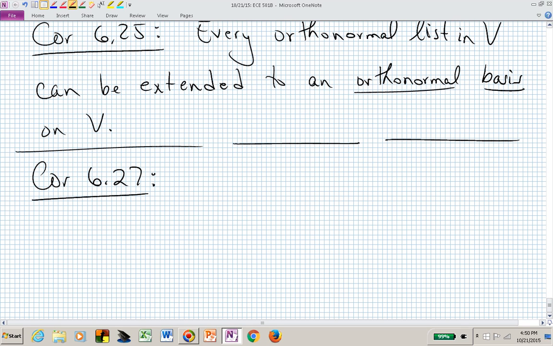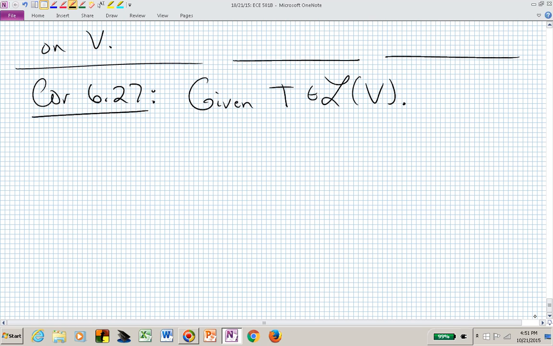Corollary 6.27. Given T, an element of script L of V, oh boy, what's that? What does that mean? That's now an operator, isn't it? It's operating on a vector space V, and it's a linear operator, which means it's mapping from the vector space back into itself. So we're given this operator T, it's a linear operator.